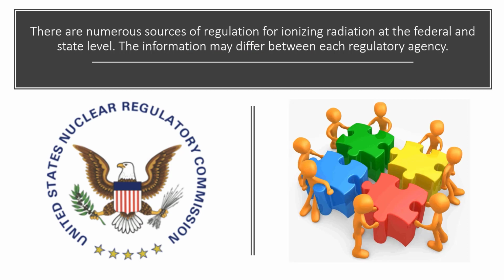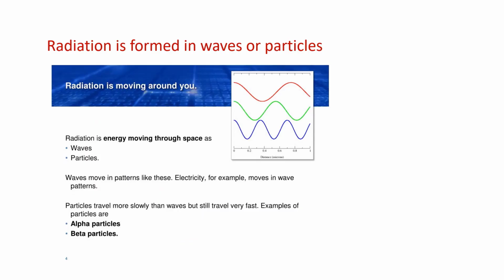There are numerous sources of regulation for ionizing radiation at the federal and state level in the United States and also at the international level. The information may differ between each regulatory agency. Radiation is formed in waves or particles. Radiation is energy moving through space.